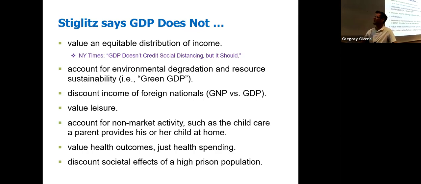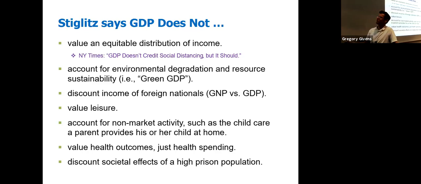He also talked about health outcomes versus health spending. You can spend a gajillion dollars on healthcare, but if your actual health outcomes are no better than they are in other countries that spend a lot less, then again, that's an indication of something wrong with the social landscape, if you will. He talked about a few other ones.